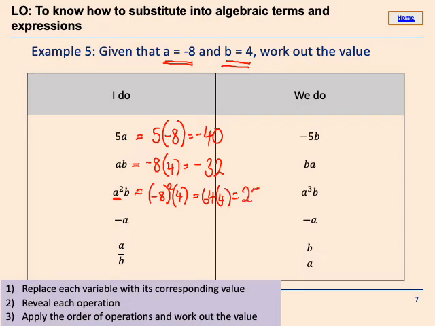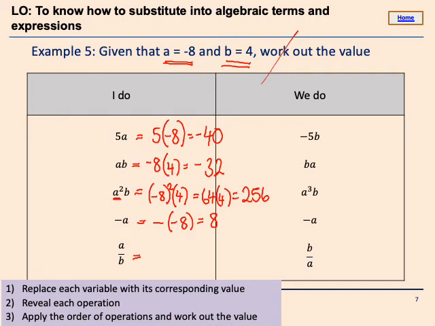That's going to give us 256. On to the next one. So we have negative a. So negative, and then our a is negative 8. So again, this negative and a negative are going to give us a positive. So our answer is just going to be 8.